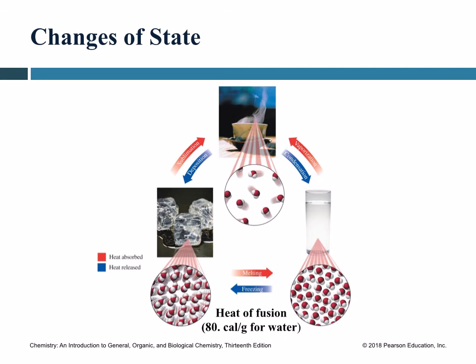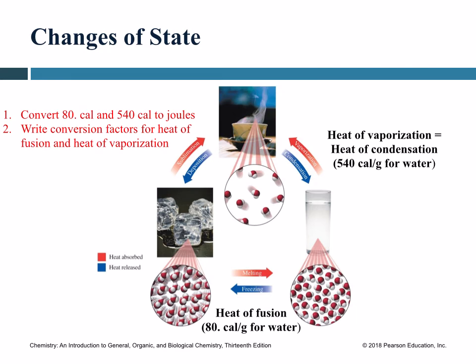Heat of vaporization is the amount of heat that must be added to 1 gram of a liquid to form a gas during boiling. For water, the heat of vaporization is 540 calories per gram. For practice, convert 80 calories and 540 calories to joules. Also, write the conversion factors for heat of fusion and heat of vaporization.